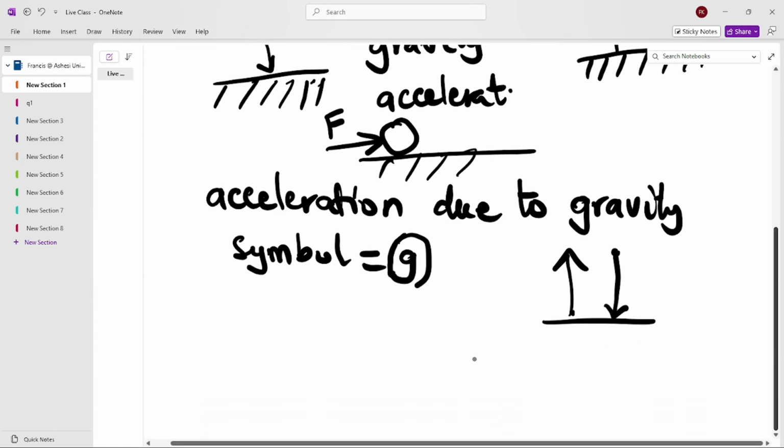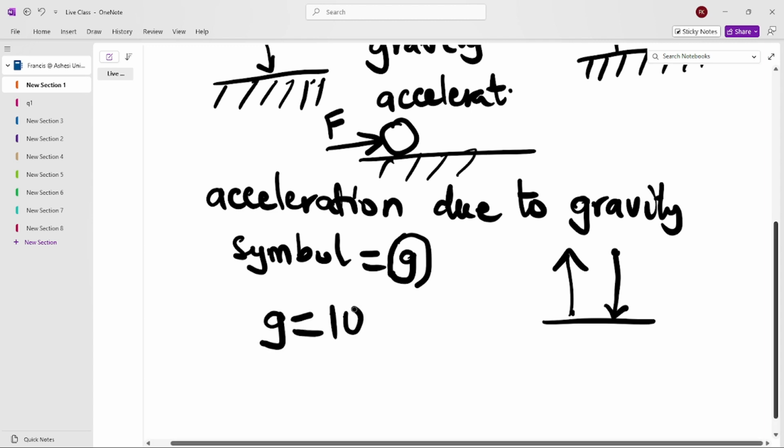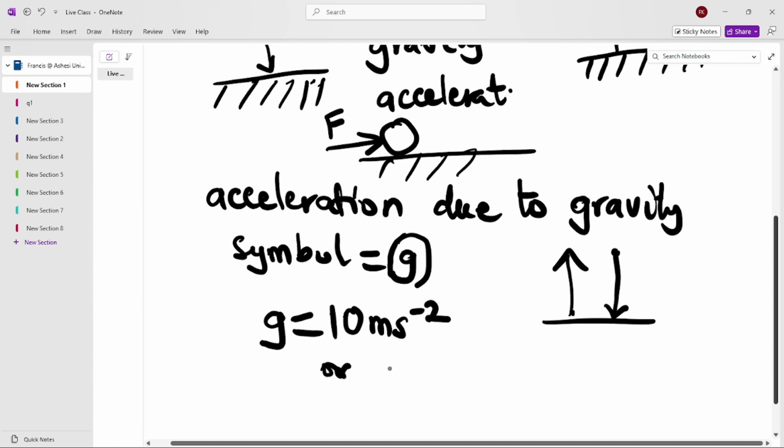At senior high school, when they don't give you the value for the acceleration due to gravity, you have to know that g is equal to 10 meters per second squared. But if they give it to you, then use the value that they give. Usually they can give you a value like 9.87 or 9.9, depending on the kind of question. But if the question doesn't give you the value, just use 10.